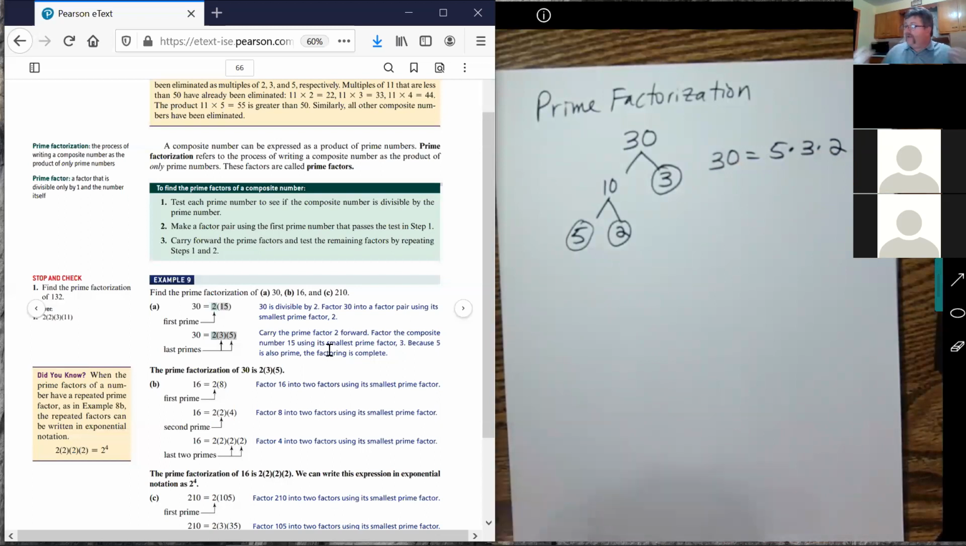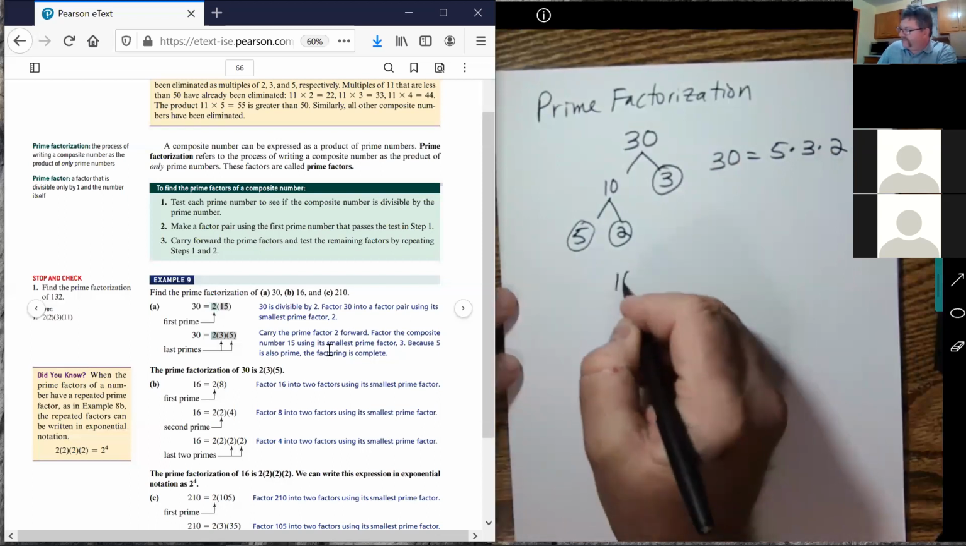Let's do that. And if we have repeating factors, we're going to want to put them in exponential form also, because that's going to help us out a little bit later. So part B says we'll do the same thing with the number 16.